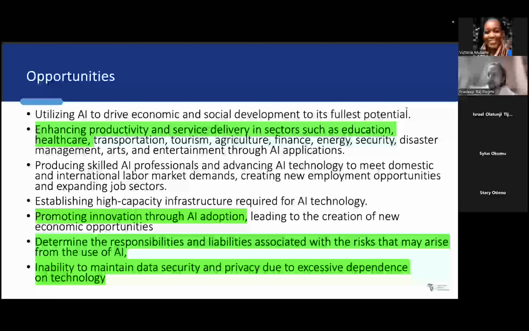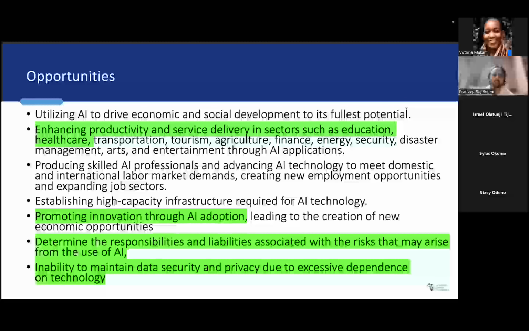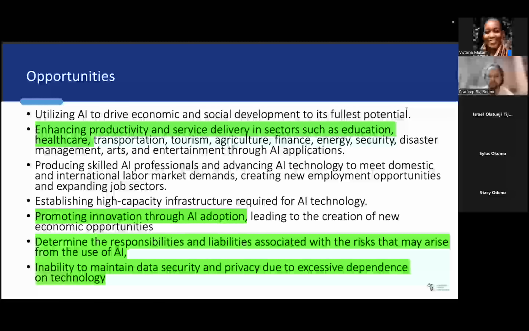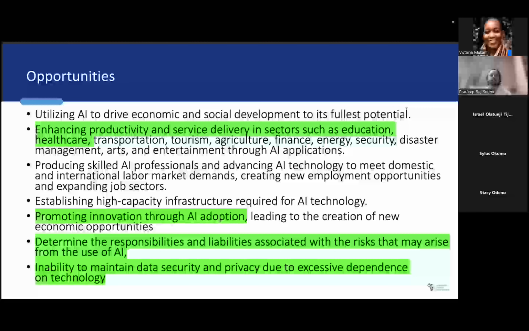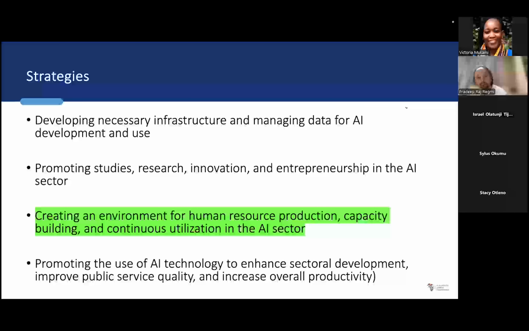And they have also outlined some of the opportunities of AI integration in clinical or daily workflow. One is enhancing productivity and service delivery in sectors such as education and healthcare, and this can promote innovation through AI adoption as well. And this can determine the responsibilities and liabilities associated with risk. And security, data security, and privacy are always a concern. So these can also be challenges and taken as opportunities for a country like ours. And they have also mentioned some strategies as well.